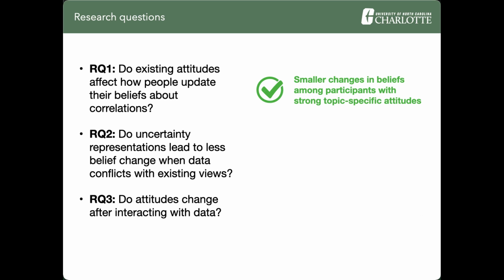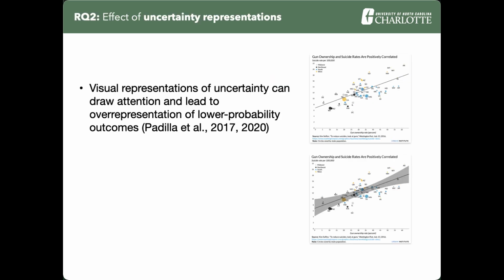Our second research question concerned the role of visual representations of uncertainty in belief change. In the science communication literature, there's an outstanding question about the role of information about statistical uncertainty in persuasive communication, with some concern that it can actually undermine the persuasiveness of a message. We asked a similar question here. Does the inclusion of uncertainty representations in scatterplot visualizations lead to less belief change, and especially among those people whose prior attitudes conflict with the data?